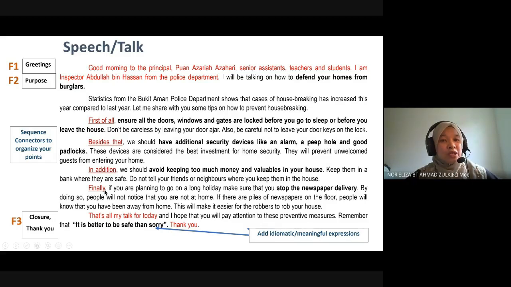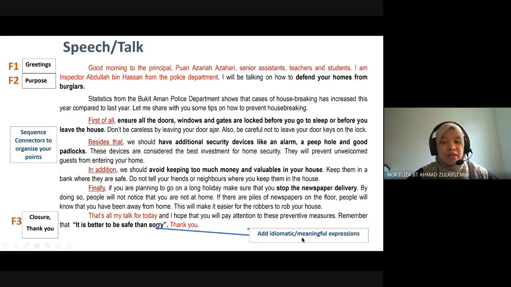And then how do you end your speech? You end your speech by saying that's all, or I would like to take my seat, and then you say thank you. Of course, you must mention the word thank you. All right, with that, I thank you.